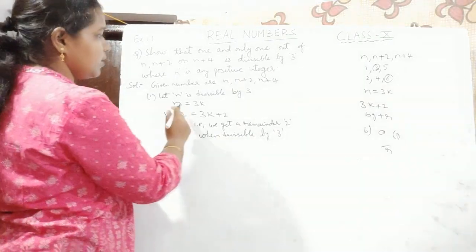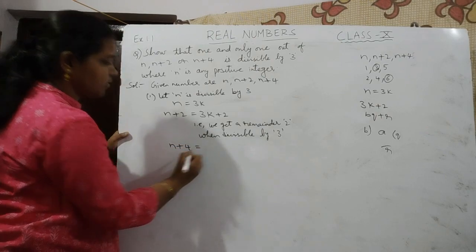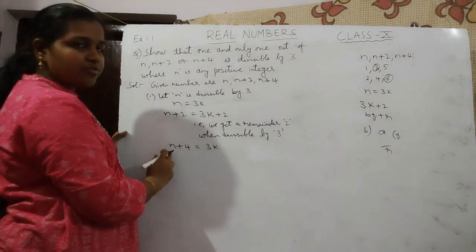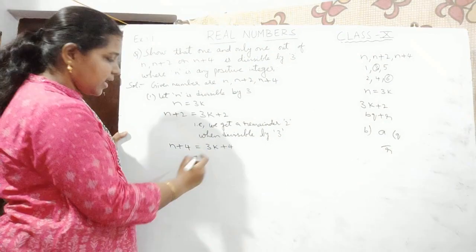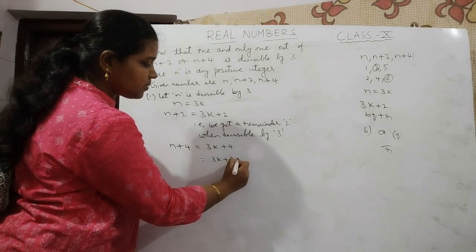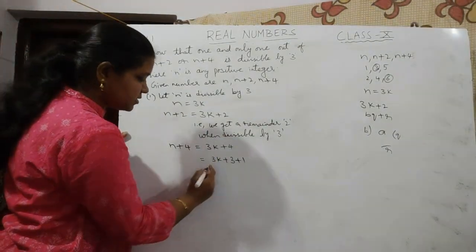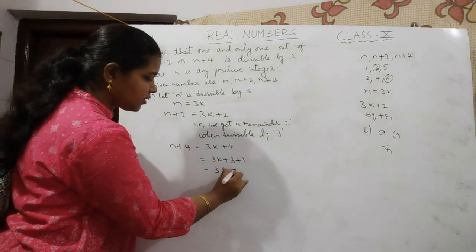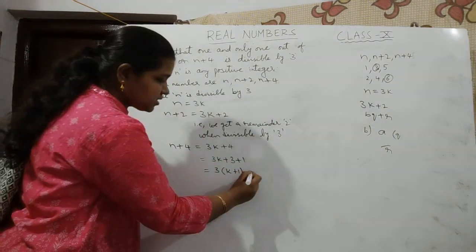Now n plus 4. What is n here? n is 3k. In place of n I am writing 3k plus 4. This 4 I can split and write as 3 plus 1. From these two terms, 3k and 3, I can take 3 common. If I take 3 out, k is left here, plus 1. So 3 into k, 3k, plus 3 into 1.